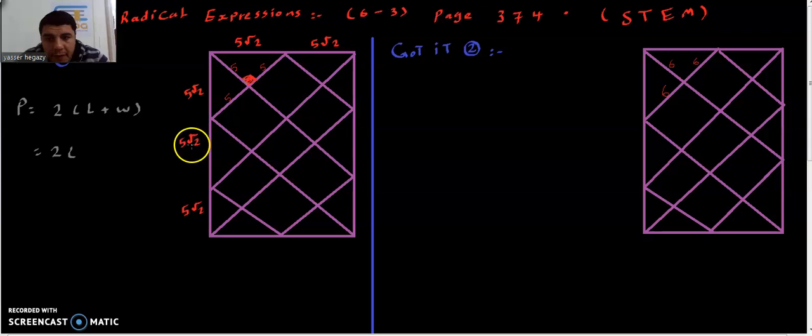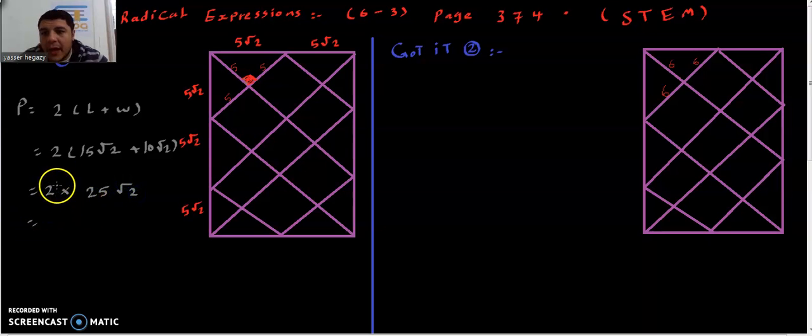Can we add all of them? Yes, we can. Why? Because it's the same radicand and the same index. 5 plus 5 plus 5 is equal to 15 square root of 2. Plus, we have width, so 5 square root of 2 plus 5 square root of 2 will be 10 square root of 2. And then 2 multiplied by 15 square root of 2 plus 10 square root of 2, which is 25 square root of 2.